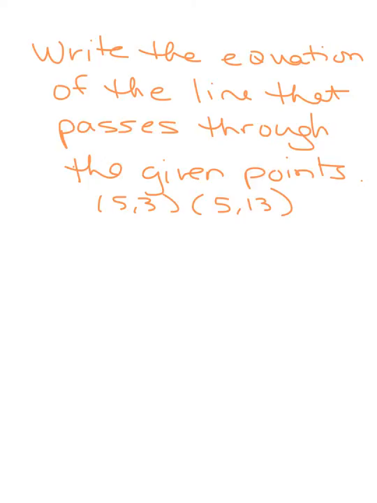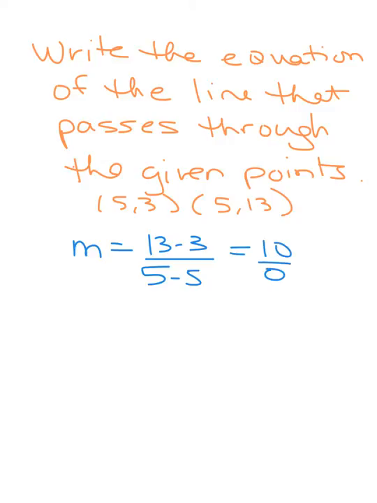I'm again asked to find the equation of the line that passes through the given points. So I have (5, 3) and (5, 13). Neither of them is the y-intercept. First I'm going to start with the slope. So I have 13 minus 3, and then 5 minus 5, which gives me 10 over 0. Now 10 over 0 is an undefined number.